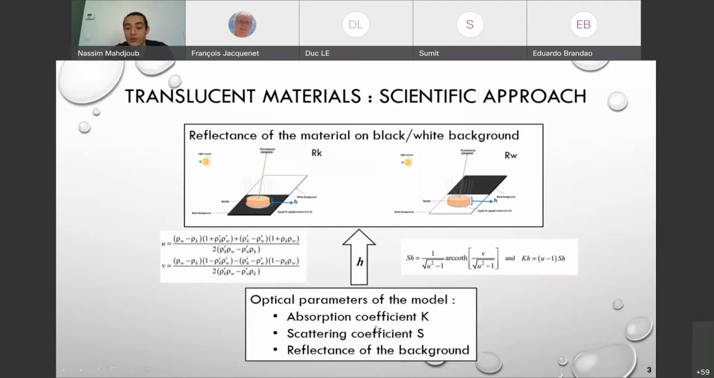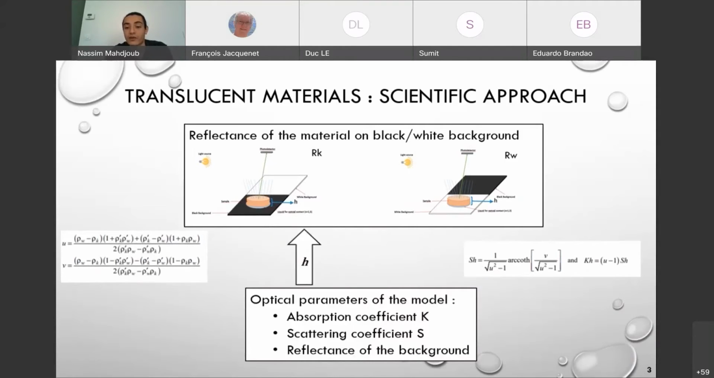So the model works this way. We have our absorption coefficient K and the scattering coefficient S for a sample with a thickness H. And we have also the reflectance of the background, the black background and the white background. From these parameters, we can predict the reflectance of the sample on the black and the white background. But in our case, we don't have these parameters directly, so we have to apply the inverse Kubelka-Munk model. It means we will have to measure and find these parameters, then we make our predictions.